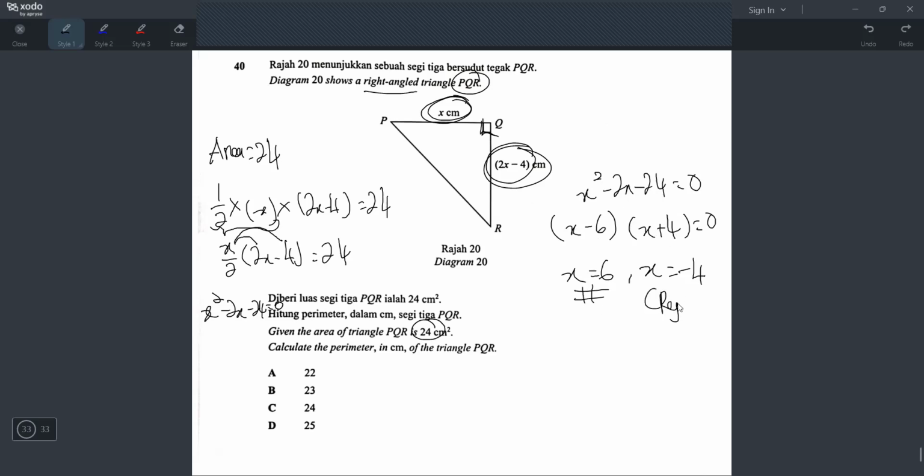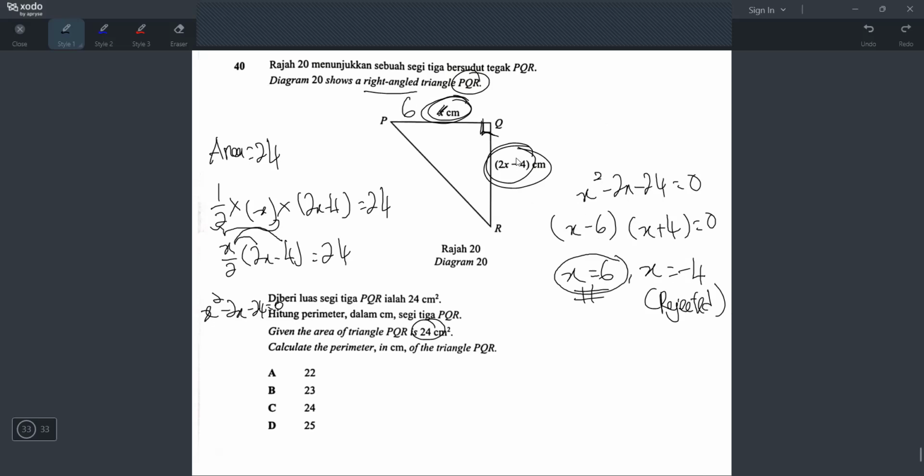But this -4 you have to reject this answer. Because X is actually the panjang for PQ. How can panjang be -4 cm? Impossible. Panjang tak ada negatif. Panjang tak boleh ada negatif. So bila panjang tak boleh negatif, X tak boleh sama dengan -4 because doesn't make sense for the panjang to be -4. So the only answer makes sense here is 6.